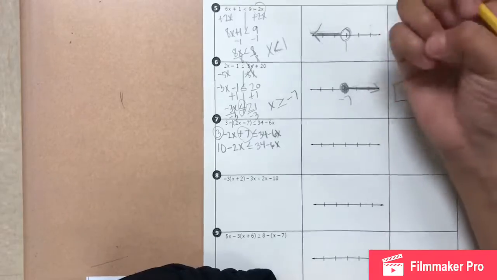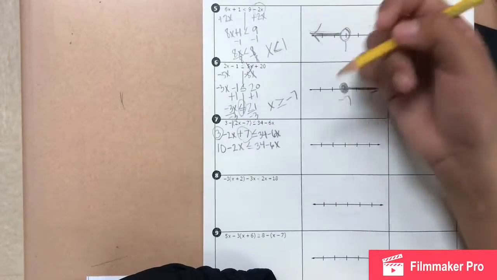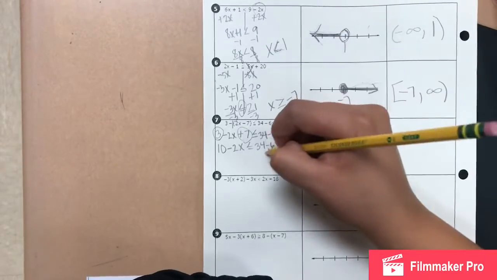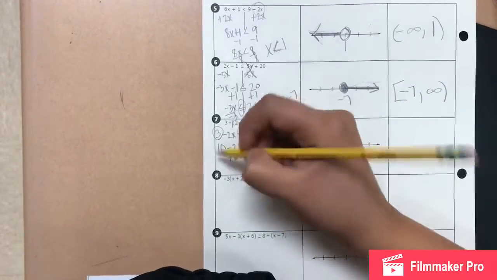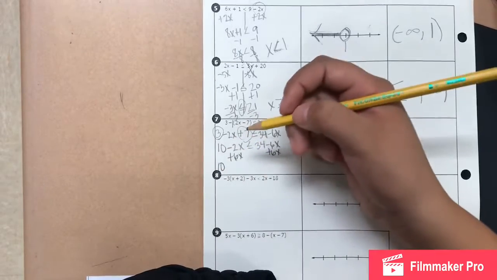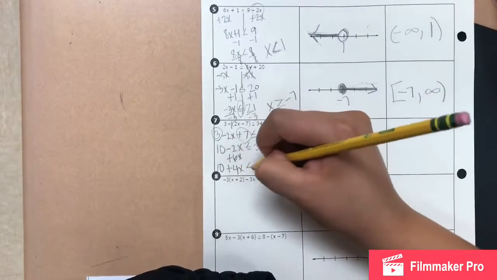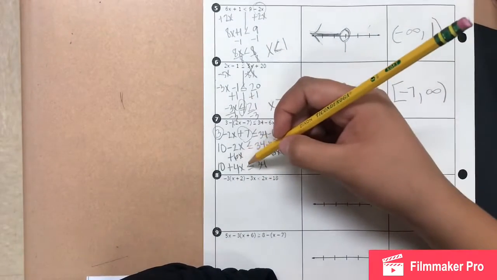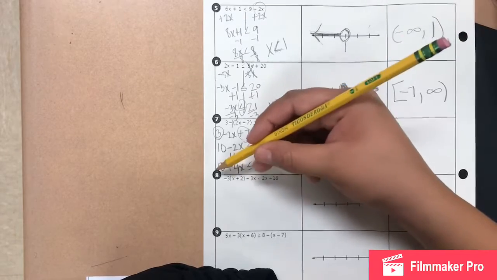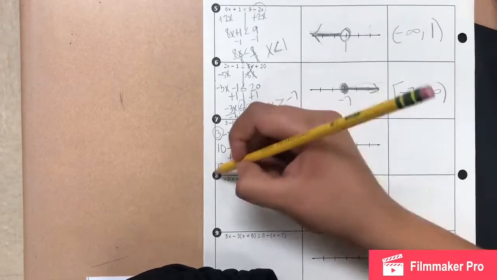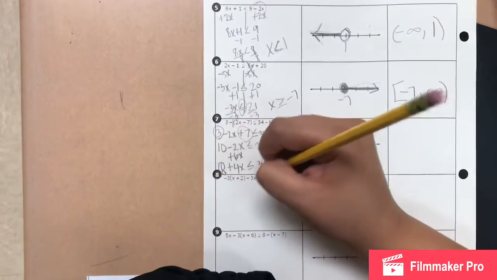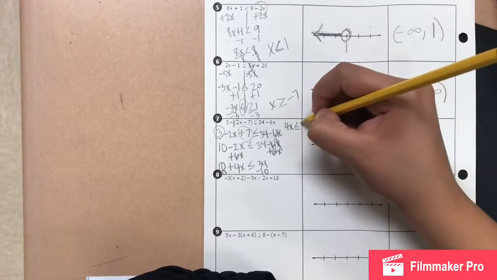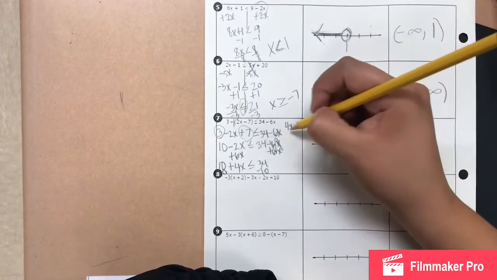Now we want to move the variables to the left because we're so used to seeing it on the left. So I'm going to move this negative 6x, and the opposite of negative 6x is to add 6x to both sides. So I have 10, negative 2x plus 6x is plus 4x is less than or equal to 34. I'm running out of room. Now, before I can divide by 4, I have to take care of this 10. The opposite of positive 10 is to subtract 10. So I have 4x is less than or equal to 34 minus 10 is 24. Now I can divide by 4.